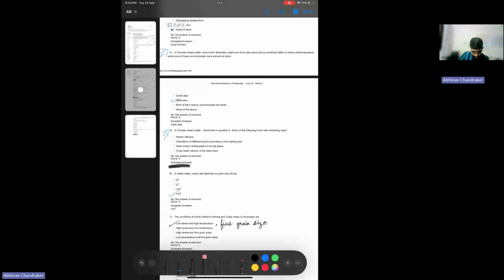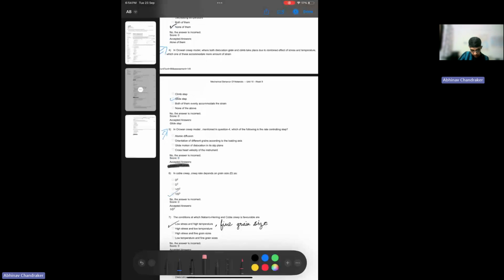Then fifth question. In the Orowan creep model mentioned in question 4, which of the following is the rate controlling step? It is the atomic diffusion, because that is the mechanism involved in glide.